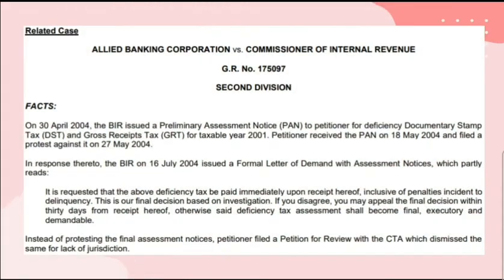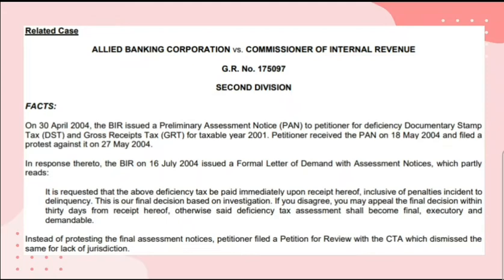The related case in disputing an assessment is the case of Allied Banking Corporation versus the Commissioner of Internal Revenue, GR number 175097, dated February 5, 2010. So, facts. On April 30, 2004, the BIR issued a preliminary assessment notice to petitioner, which is the Allied Banking Corporation, for deficiency in the documentary stamp tax and gross receipts tax for taxable year 2001.